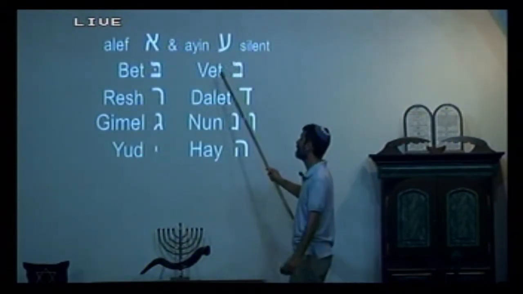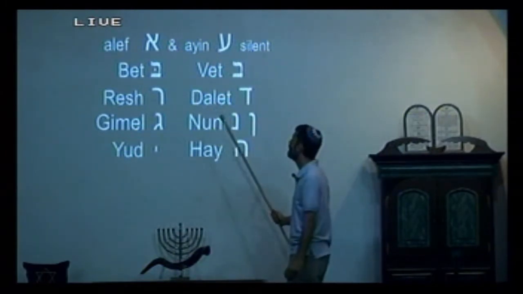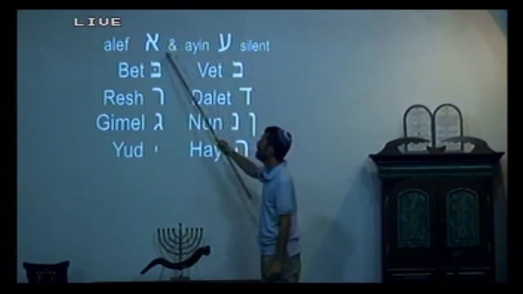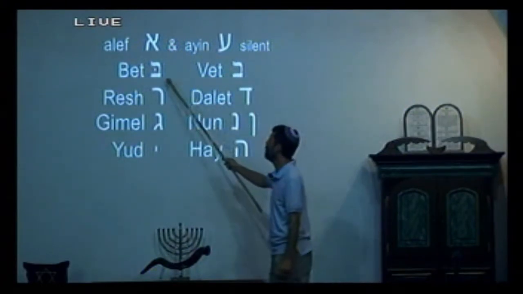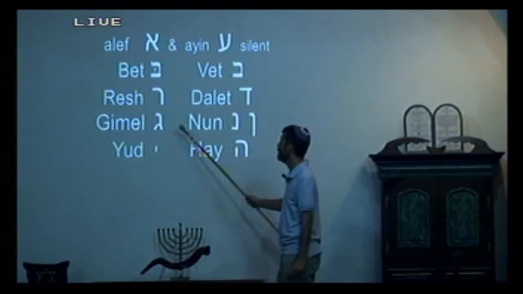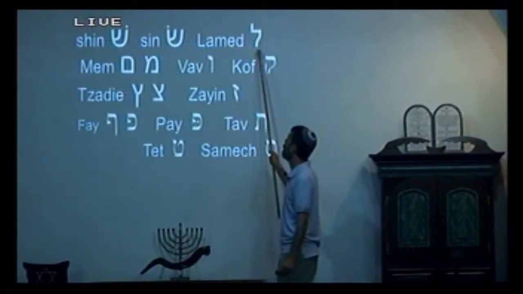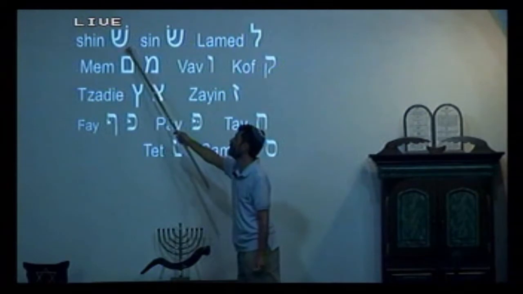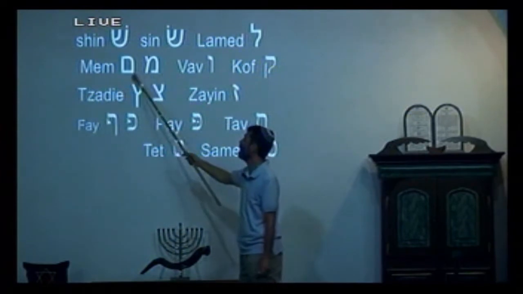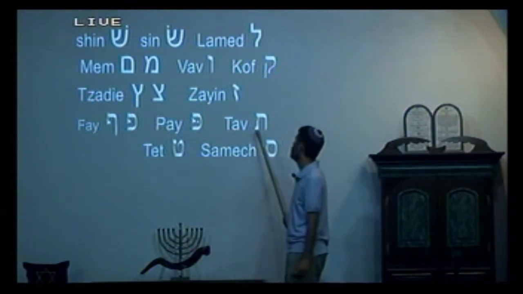Our review, got this down pat by now, right? The review will be really helpful later on. It might get boring, but we're learning every time. Ayin, Aleph, Vet, Bet, Dalet, Resh, Nun, final Nun, Gimel, Hey, Yud, Lamed, Sin, Shin, Kuf, Vav, Mem, final Mem, Zayin, Tzadi, final Tzadi, Tav.